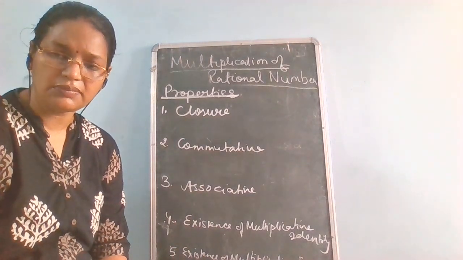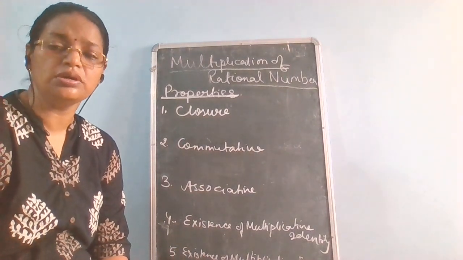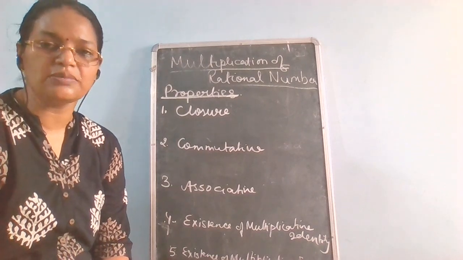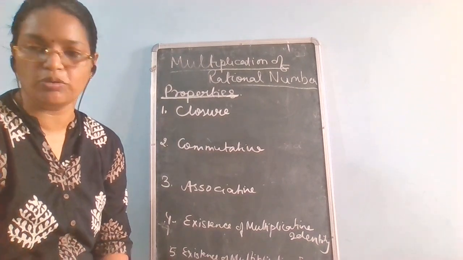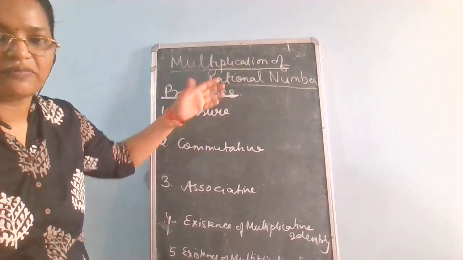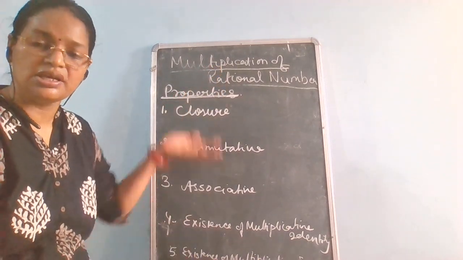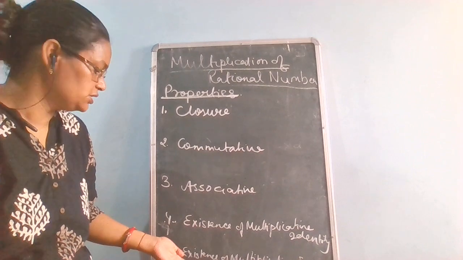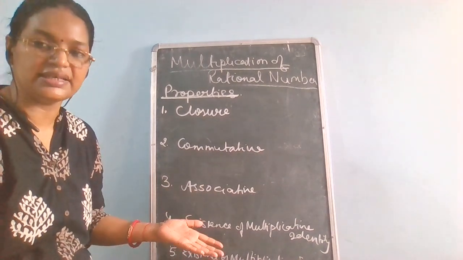property. Children, whenever you are going to discuss any number system or any operation, like over here we are discussing the rational numbers and multiplication, so we have to deal with all the properties. All these 6 properties are necessary.